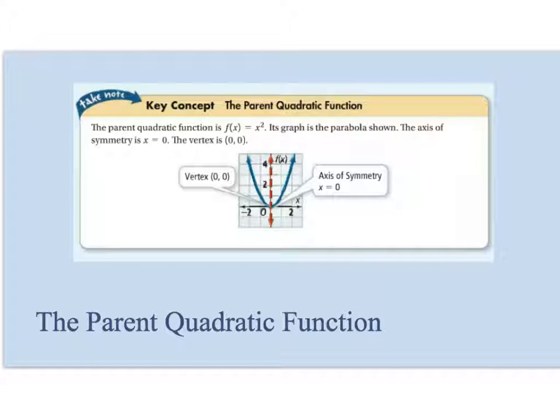The axis of symmetry is the axis that splits your parabola, or the shape of your graph, directly down the middle to form two symmetric halves. And then the vertex is either the highest or the lowest point of your graph. In this case, our vertex is (0, 0). For parent quadratic functions, the vertex is always going to be (0, 0).